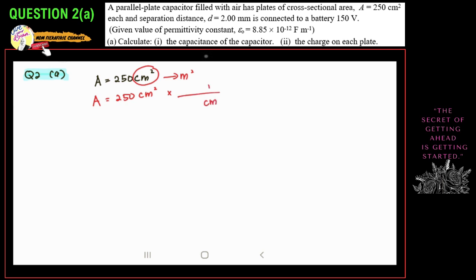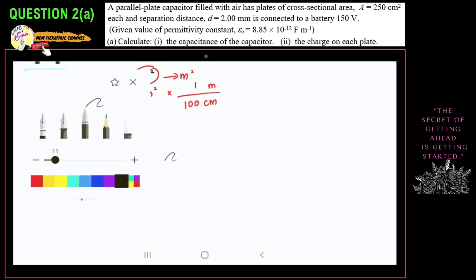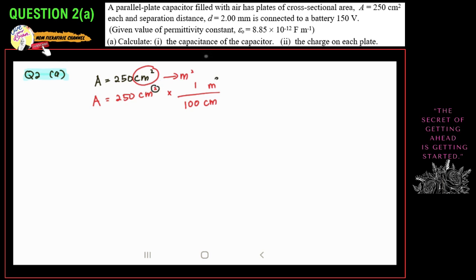So centimeter, meter. Remember, 1 meter equals 100 cm. But this time we have squared, right? So everything has to be squared. So divide 250 by 100 squared. The unit can cancel. So the area in meter squared is equal to 250 times 10 power of negative 4 meter squared. Okay, this question is easy, but if you get the unit wrong, the answer will be wrong.